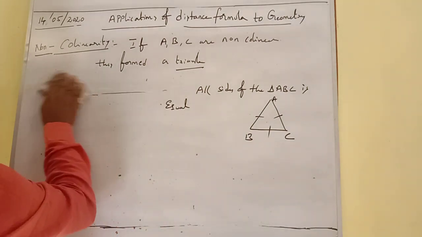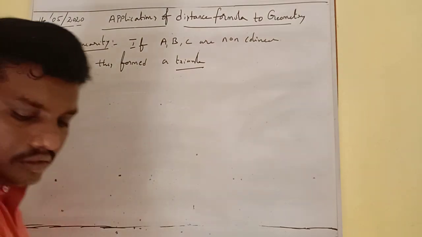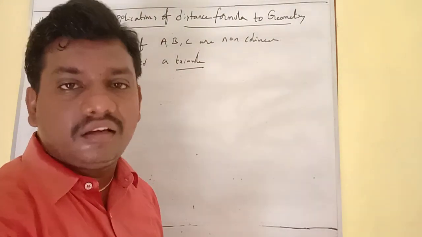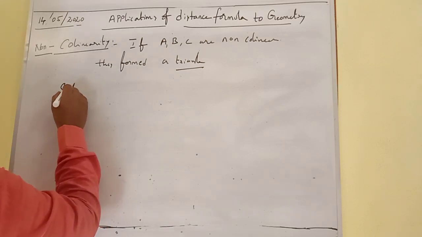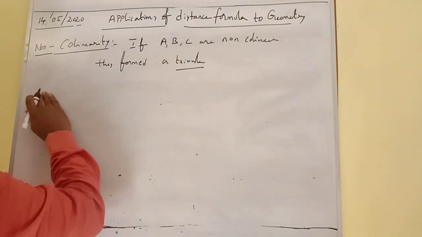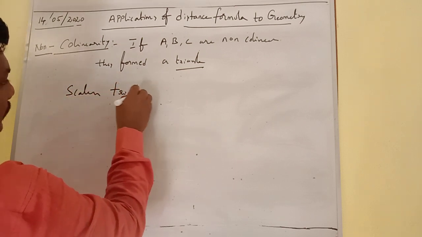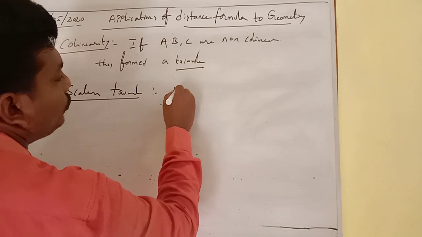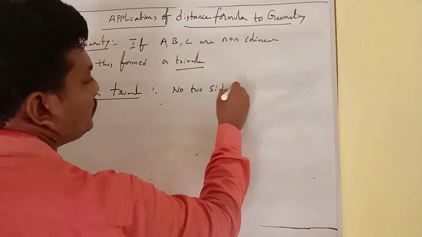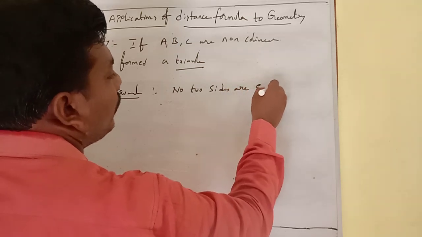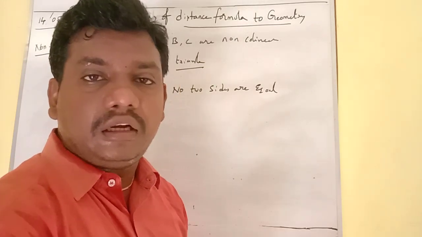Next, coming to the scalene triangle. You know that scalene triangle very well. So the distances, no two sides are equal. That is a scalene triangle. No two sides are equal in a triangle. So that is called a scalene triangle.